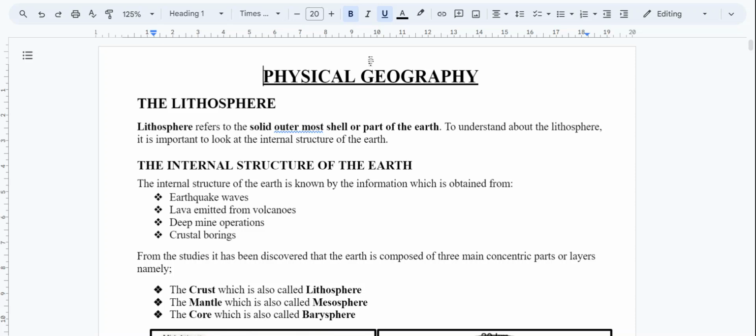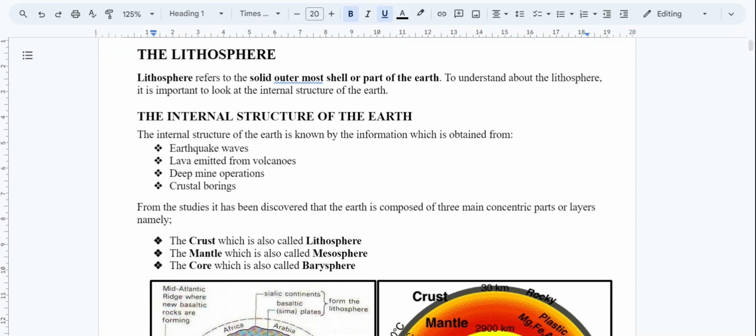This is physical geography from Form 3, and we begin with the lithosphere. The word lithosphere refers to the solid outermost shell or part of the Earth. To understand the lithosphere, it is important to look at the internal structure of the Earth.